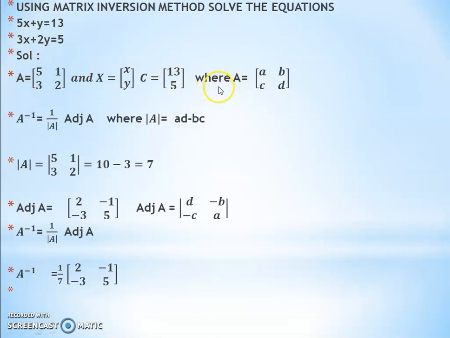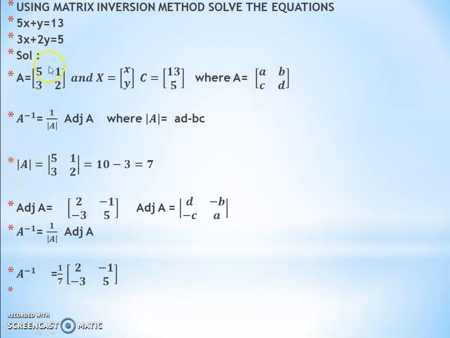We know that A is equal to the matrix a, b, c, d. A inverse is defined by our formula 1 upon determinant of A into adjoint of A, where the determinant of A is defined as ad minus bc. That is the cross multiplication of the diagonal elements, ad minus bc.